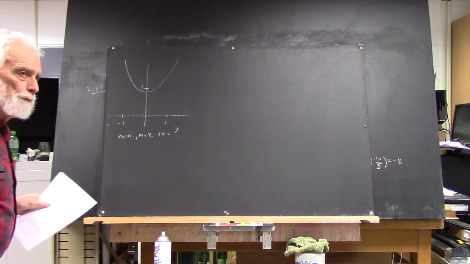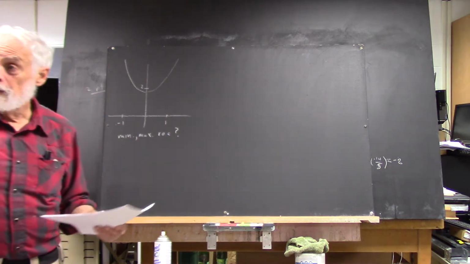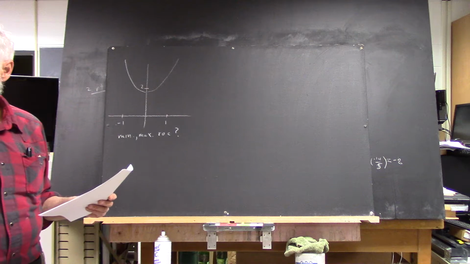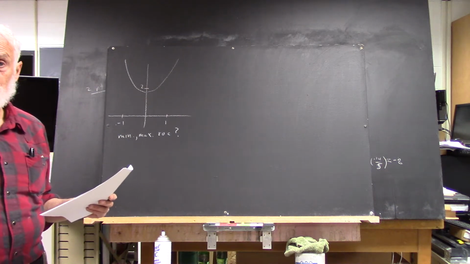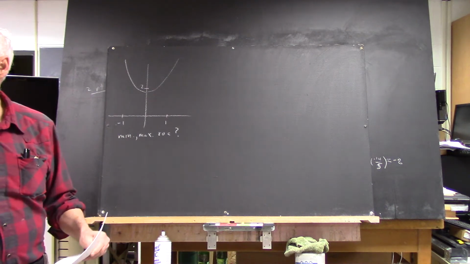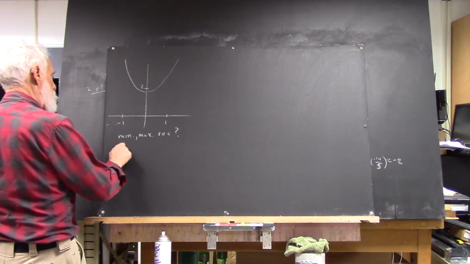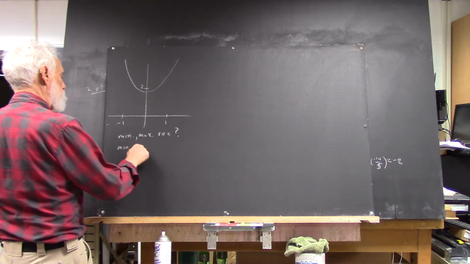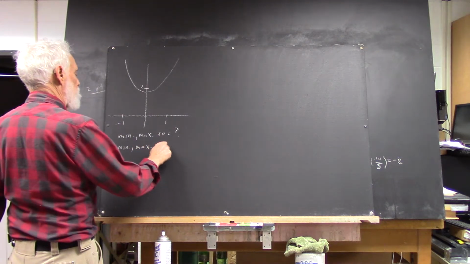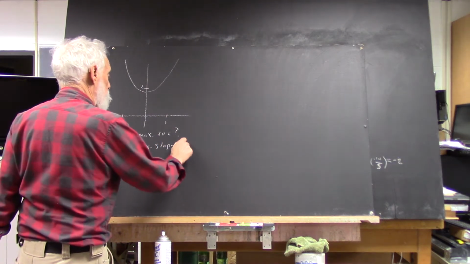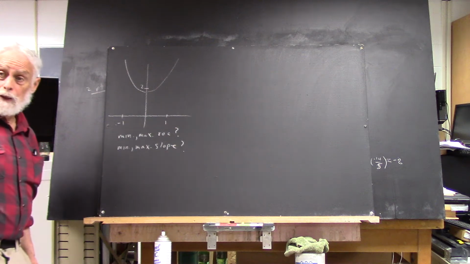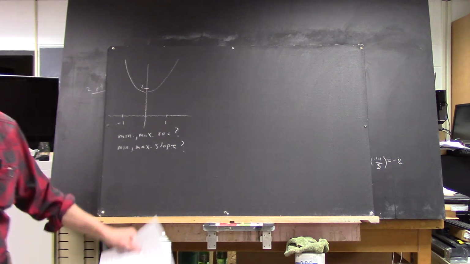Okay, now, how do we represent a rate of change? What is it? Change in y over change in x, which is a slope, right? So that would be minimum and maximum slope. Now we got an estimate, we got a 1.8, right?